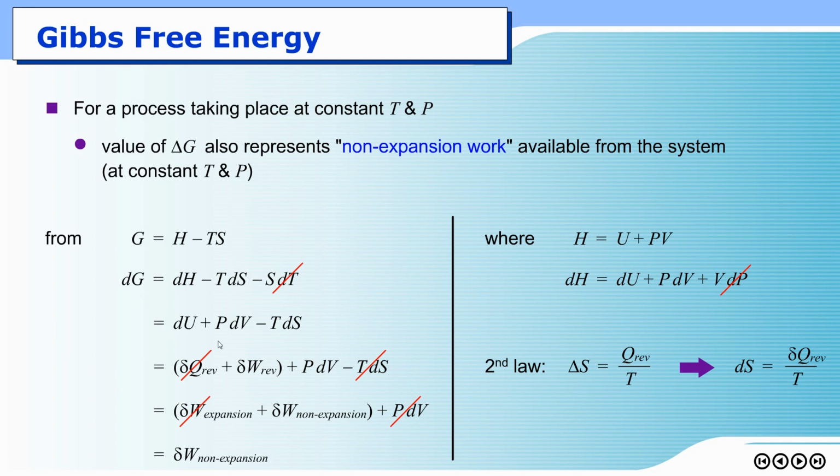Okay, so that's why I said that the value of delta G here, if you integrate the left hand side, you get delta G. If you integrate the right hand side, you get the total amount of non-expansion work that you can draw on from the system. Once again, delta G would equal the non-expansion work only when temperature and pressure of the system are constant. Otherwise, the whole derivation here will not satisfy this condition.